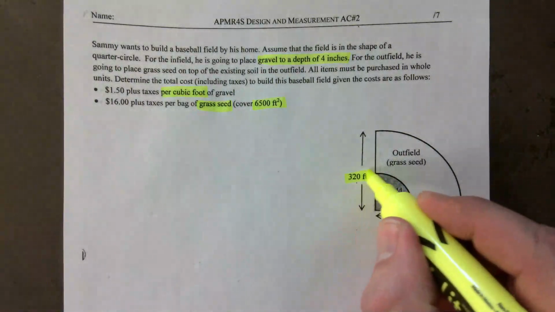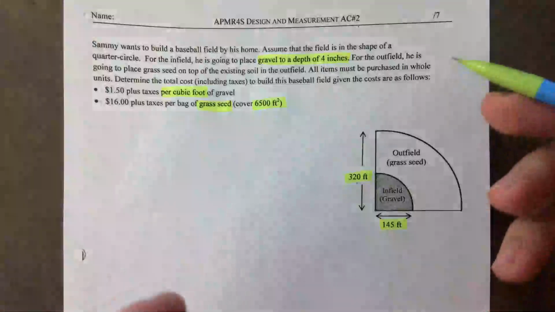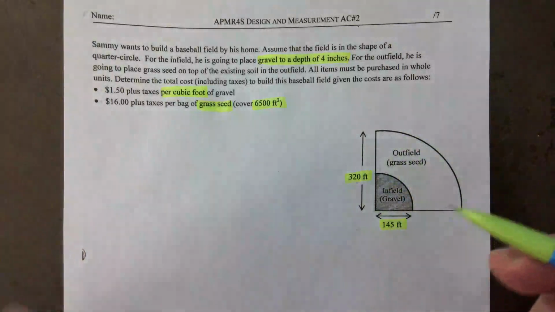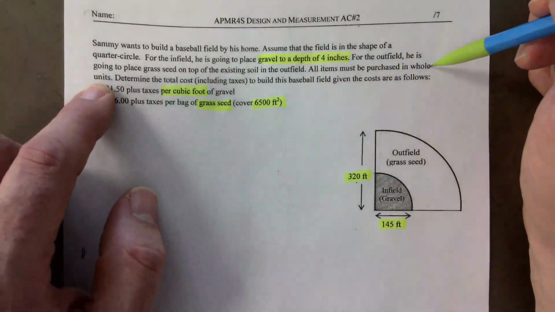Here I see that it's feet and feet. So generally I go to feet when that is the case. I turn everything into feet if I need to. So always watch for conversions. It also emphasizes that all items must be purchased in whole units.